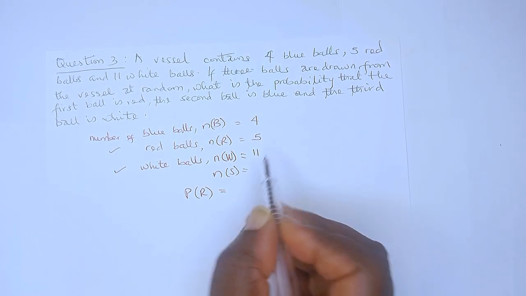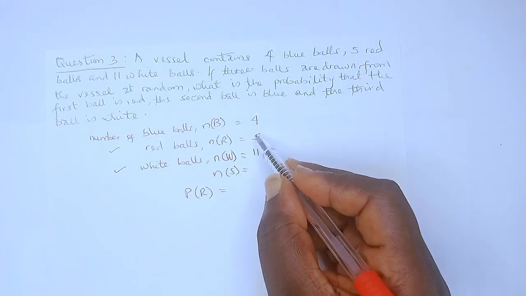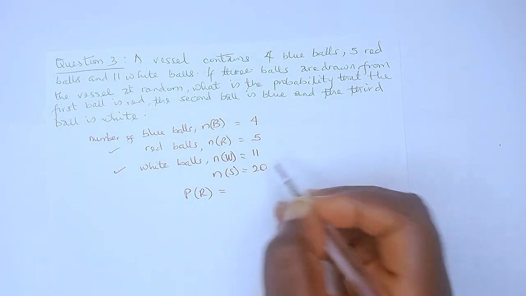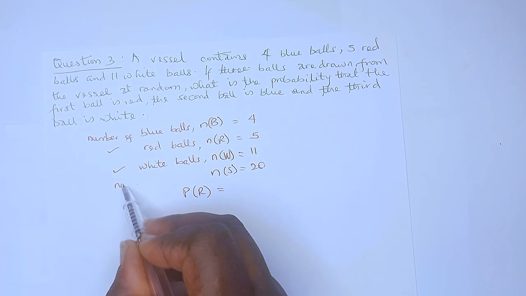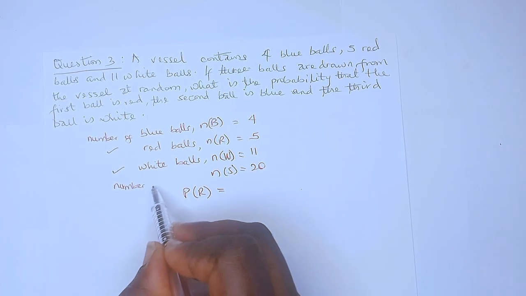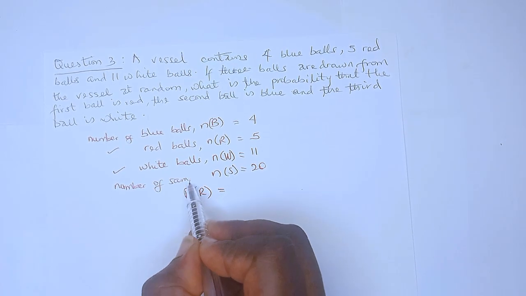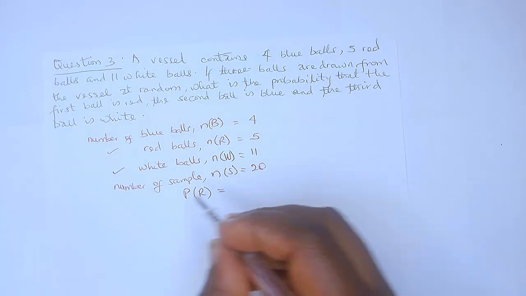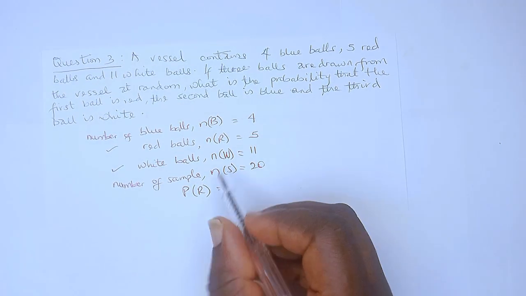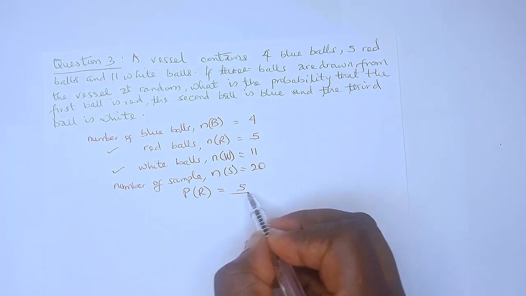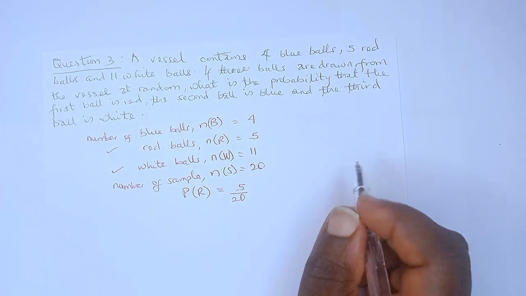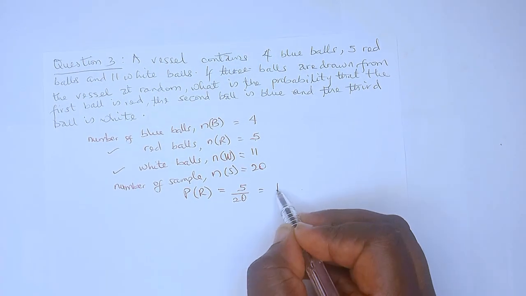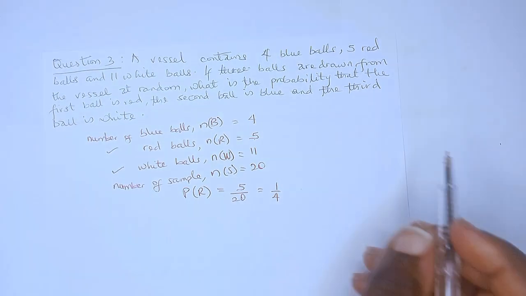and that brings us to NS, which gives us 4 plus 5 is 9, 9 plus 11 is 20. So that's the number of sample, total number of balls. Alright, so P, probability of having a red ball, is going to be equal to 5 divided by 20. If you reduce this, you should have 1 over 4, right?